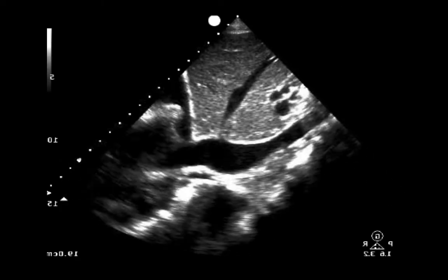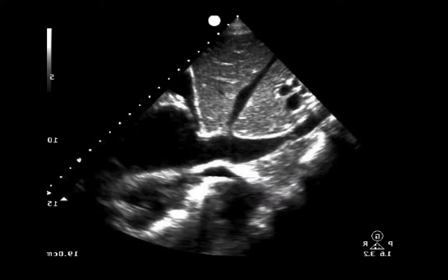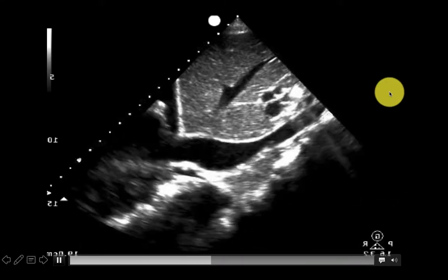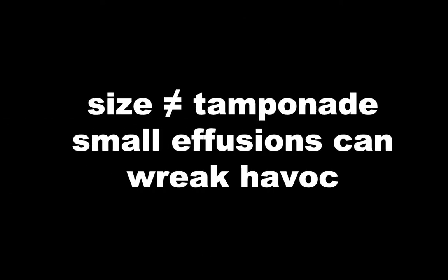And also, don't forget to look at the IVC. In this case, we see a fat IVC, which is hardly changing with respiratory variation. So, size does not equal tamponade, and know that even very small effusions can wreak havoc.